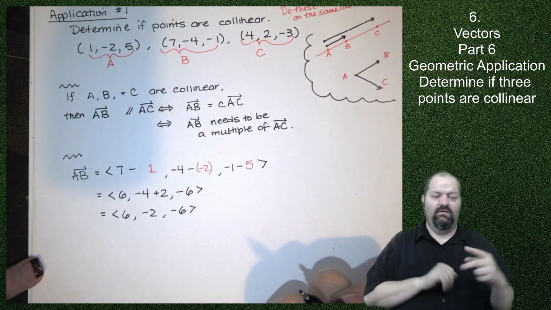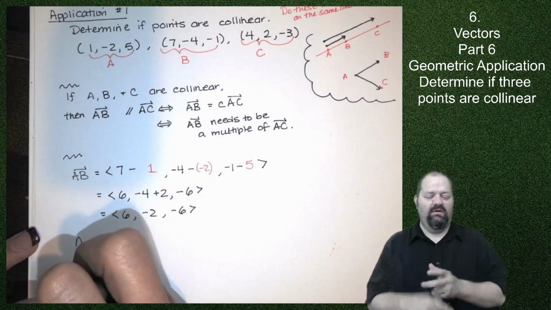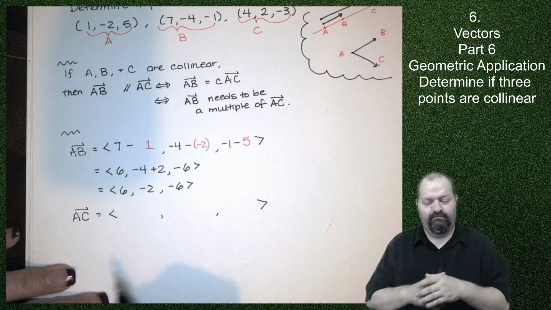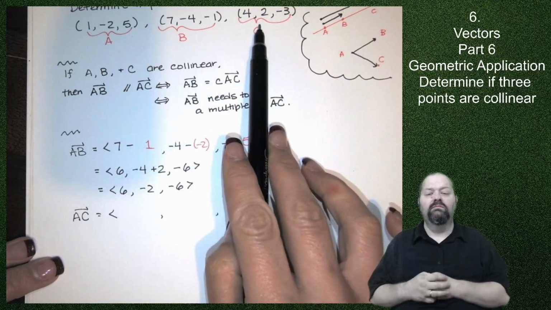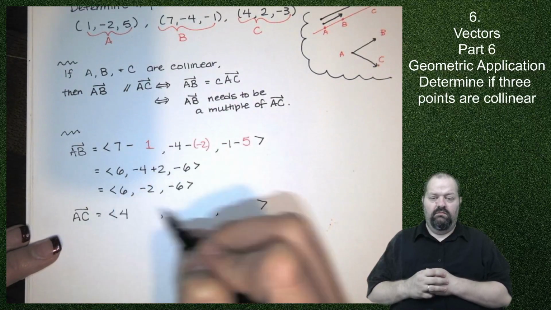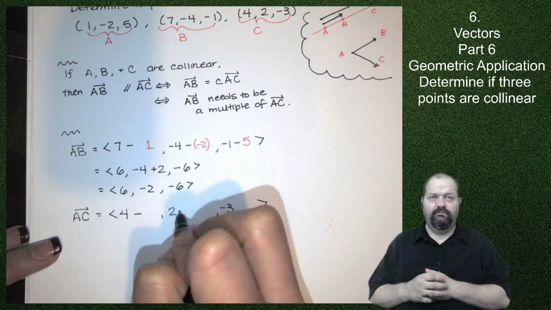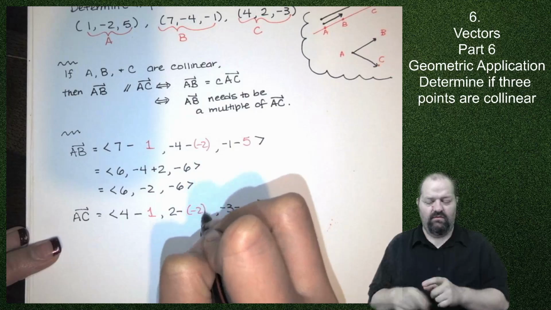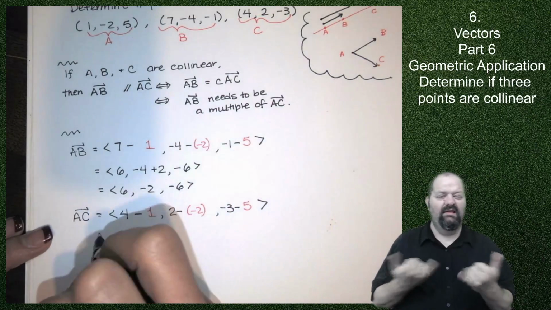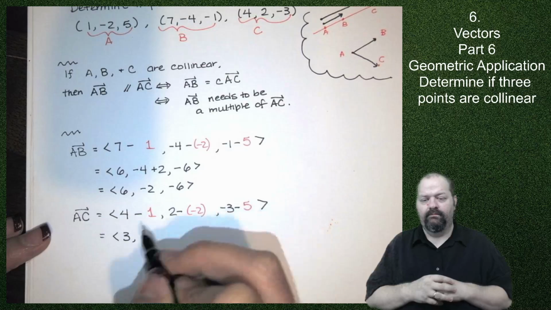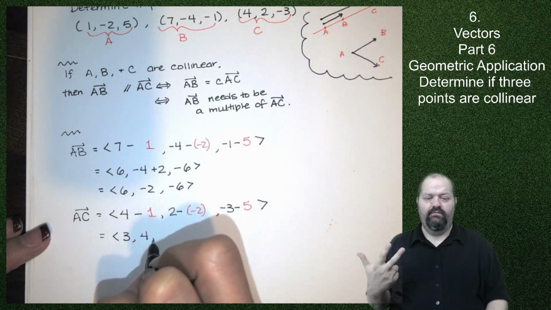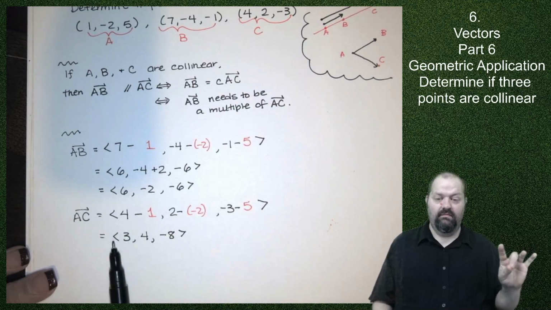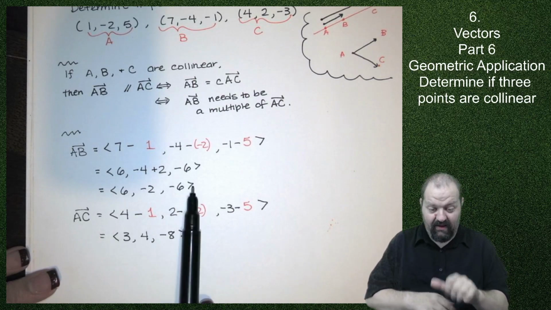All right, that's cool. Now we're just going to calculate AC, see what we get. Same thing, terminal minus initial. Where do you end up? You end up over here at 4, 2, -3. So we're going to start there. You want to subtract the coordinates of A, which are still 1, -2, and 5, and simplify. 3, and then 2 minus a -2 is 4, and that's -8. Question is, if I multiply this by a constant, do I get this?